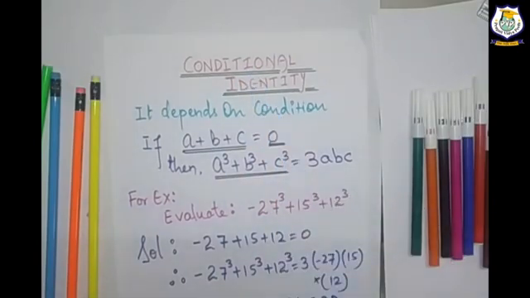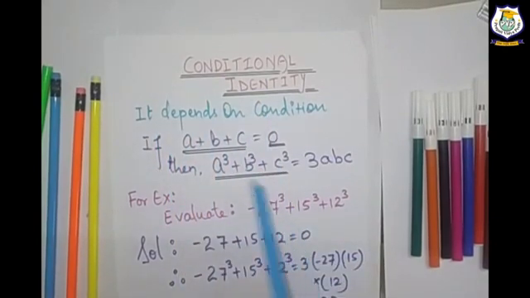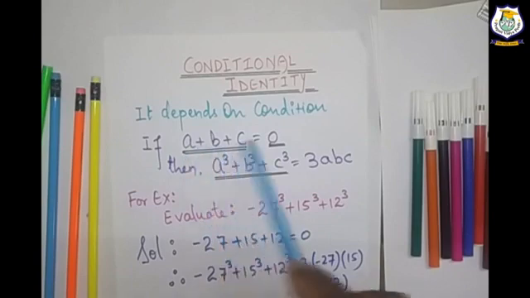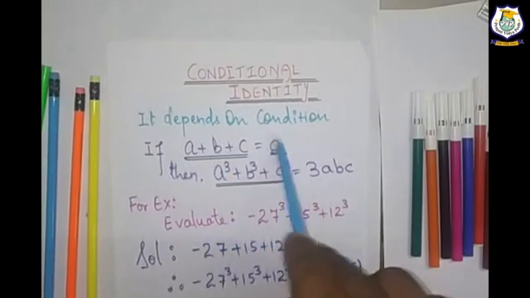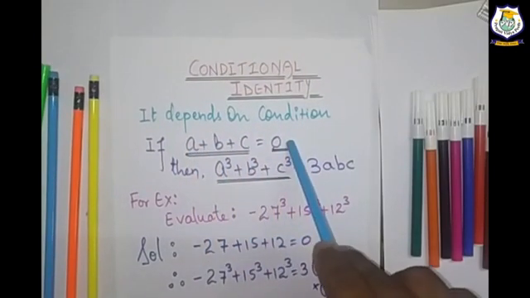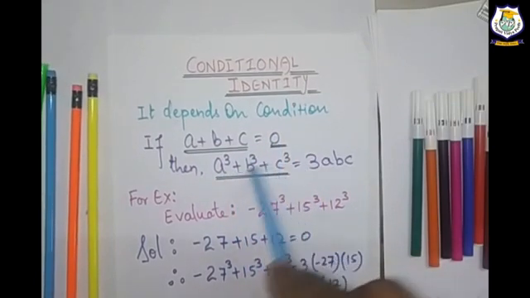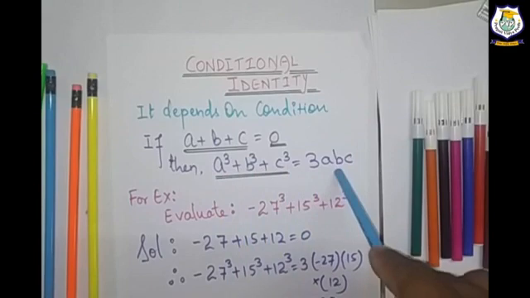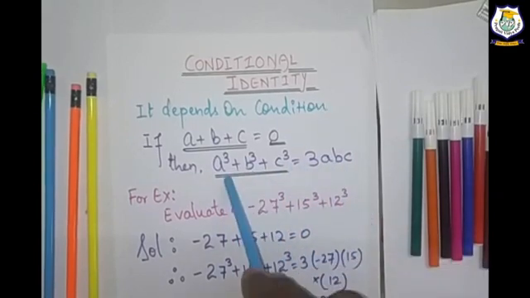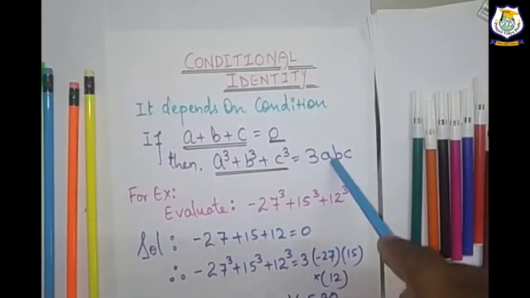What does conditional identity mean? Conditional identity means it depends on a condition. Have a look. When we have three terms a, b and c whose sum is 0, that is a plus b plus c is 0, in that case the sum of the cubes of all these three terms must be equal to 3abc. That is a cube plus b cube plus c cube equals 3abc.